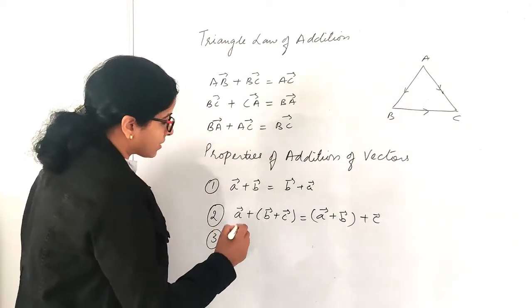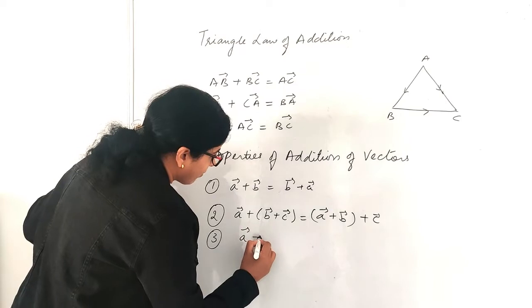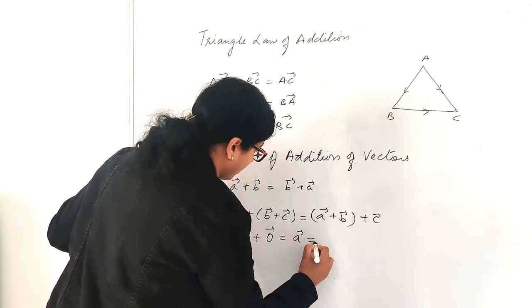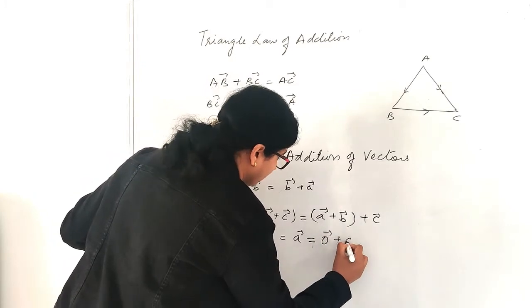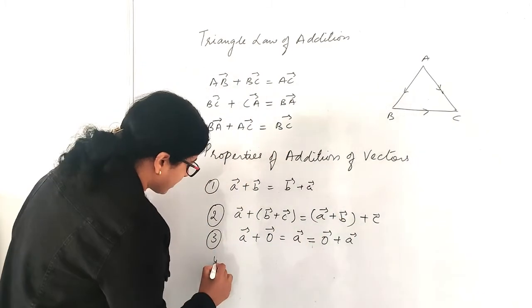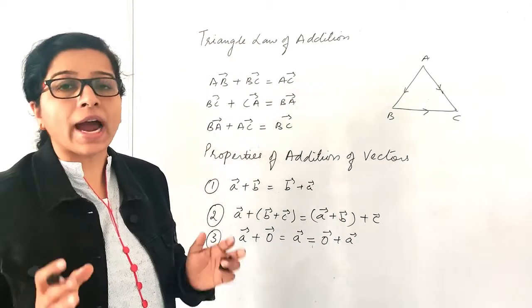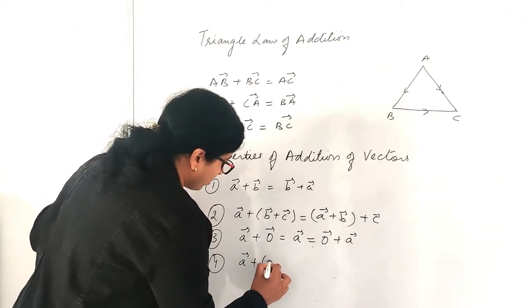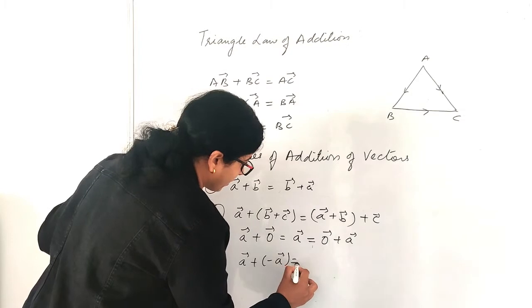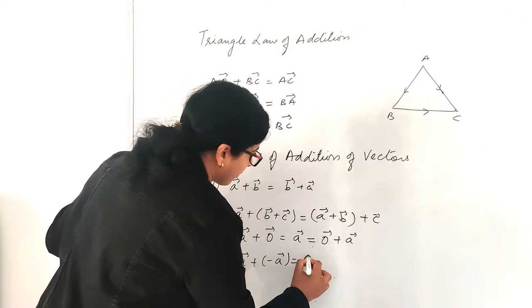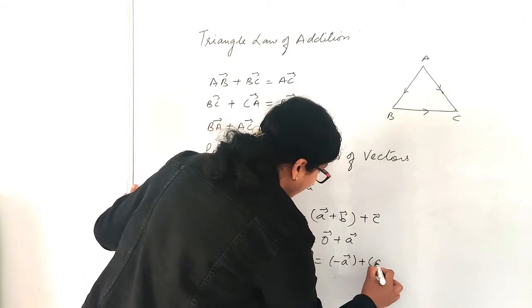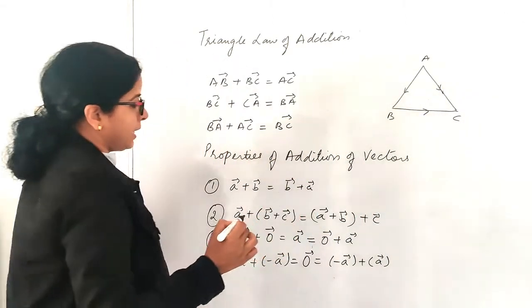Next is existence of identity. A vector plus null vector is equal to A vector, which equals null vector plus A vector. Next is existence of the additive inverse. It means if A vector is added to negative of A vector, it is always equal to null vector, which is equal to negative of A vector plus A vector, right?